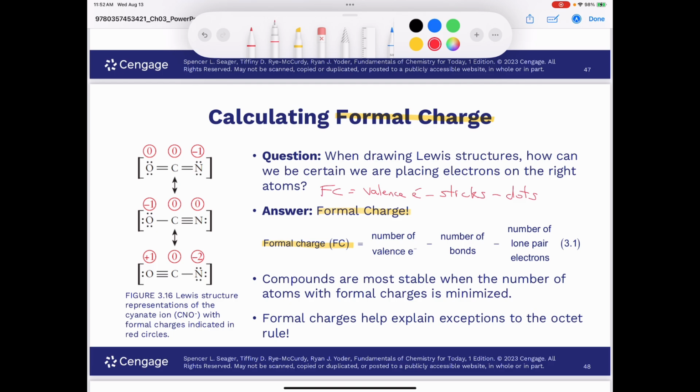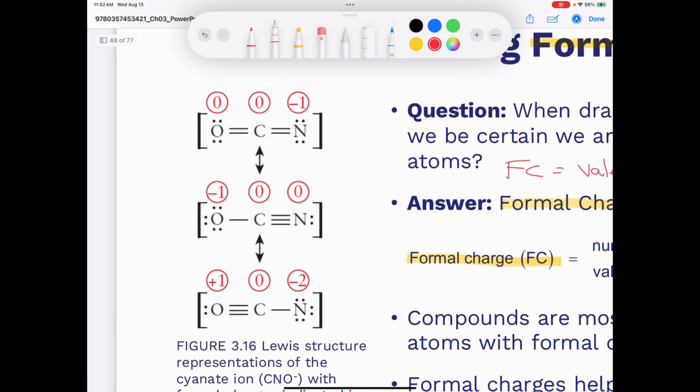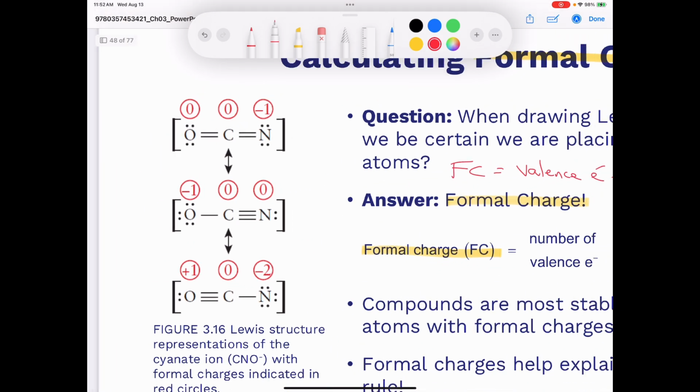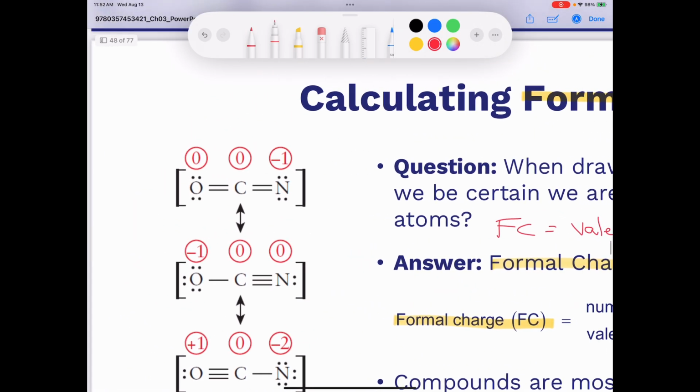So let's take a look at this molecule over here. This ion is called a cyanate ion, okay? If you want to calculate the formal charge, let's just run over a few of them very quickly. Oxygen has 6 valence electrons. It's got 2 sticks attached to it, minus 1, 2, 3, 4 dots, which gives you 0. So we have no charge on the oxygen, right? Now if we go to the carbon, carbon has 4 valence electrons minus 4 sticks minus 0 dots gives you 0. So there's no charge on the carbon.